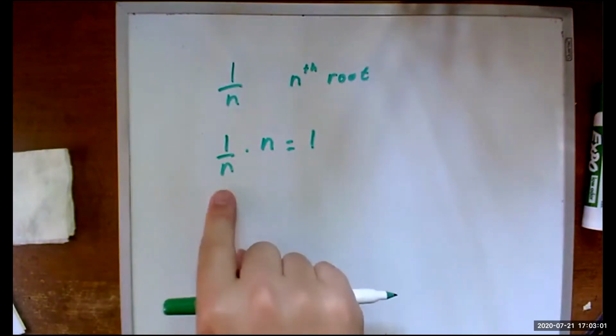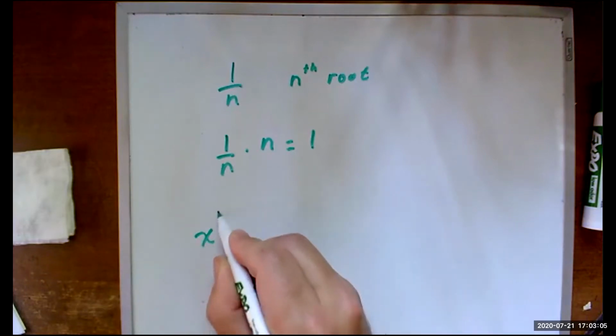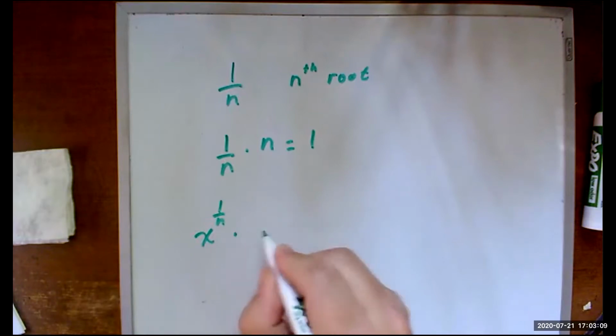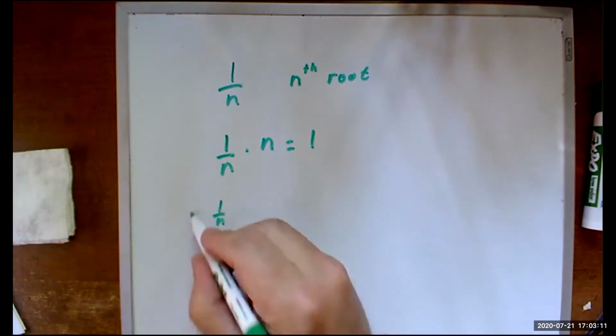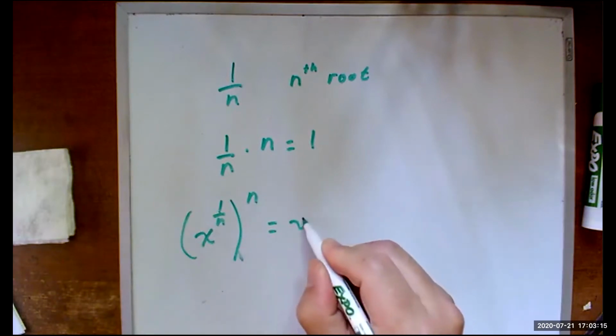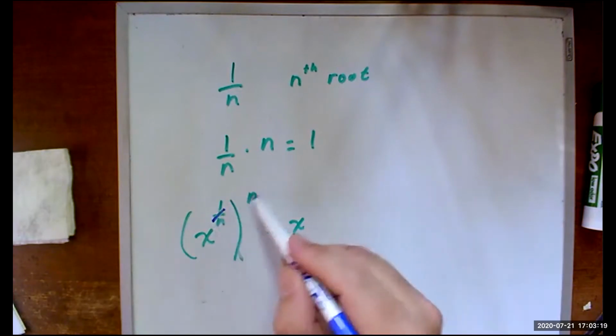Okay, so I'll do it the other way too. If I had some number x raised to the power of 1 over n, and I raise that to the power of n, ultimately I'd just end up with x. These would cancel each other out.